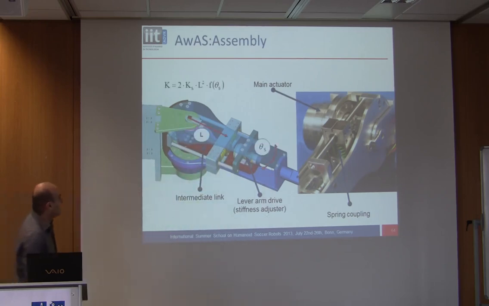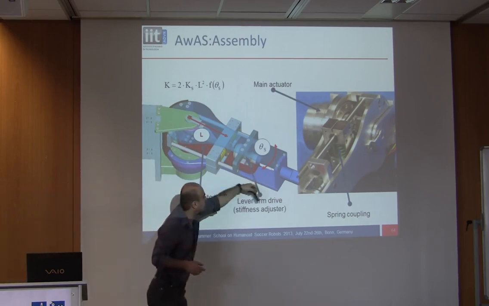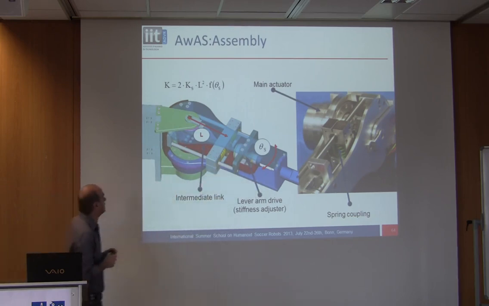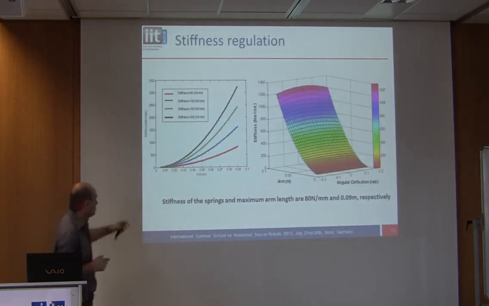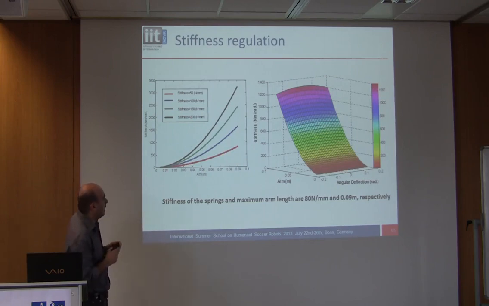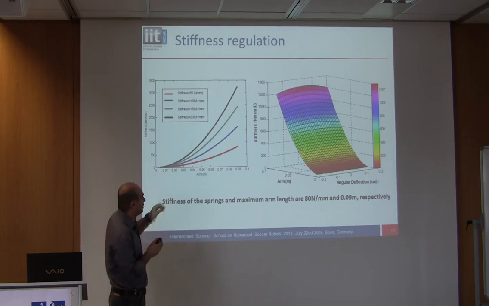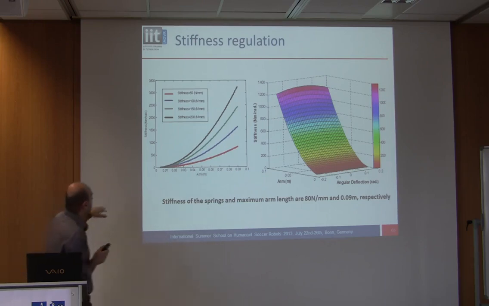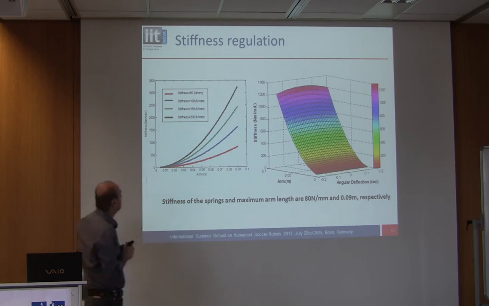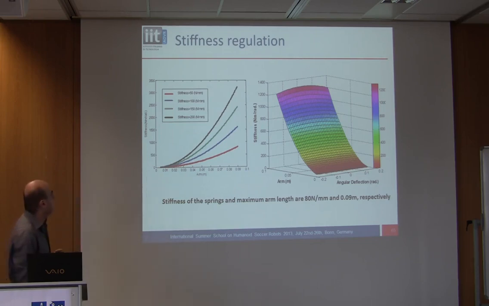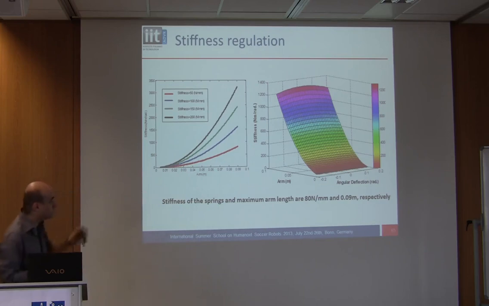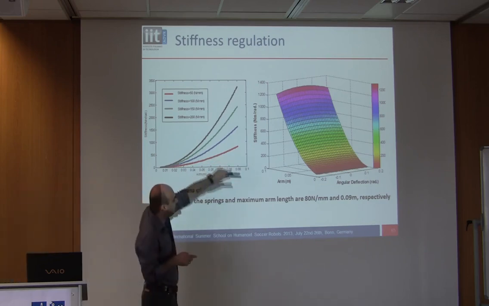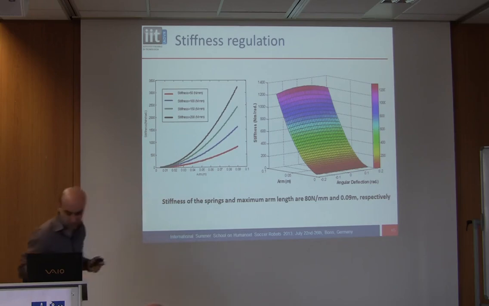So basically, yeah, this one is. And then you have the output lever that can deflect, and you can have the passive elasticity. This shows the stiffness regulation as a function of the deflection, but also as a function of the lever arm. For different selections of springs, from 50 newton per millimeter to 100 newton per millimeter, you see how it changes as you increase the lever arm distance. And also you can see that there is some effect due to the deflection, so it's actually a function of the proportional deflection.